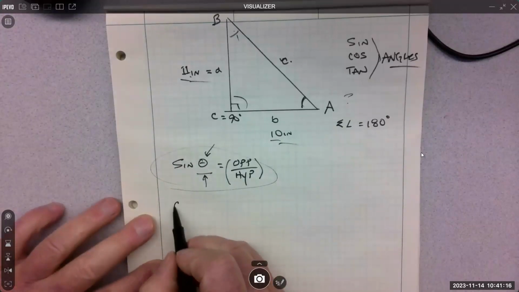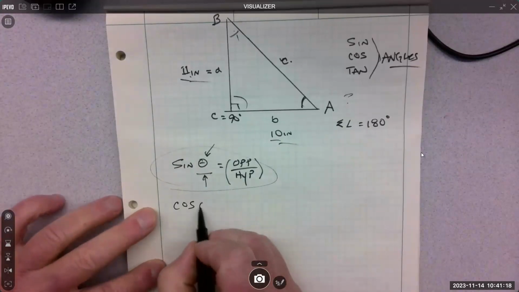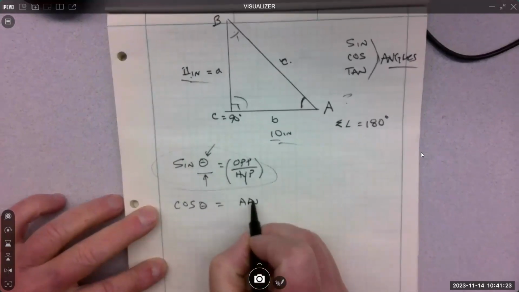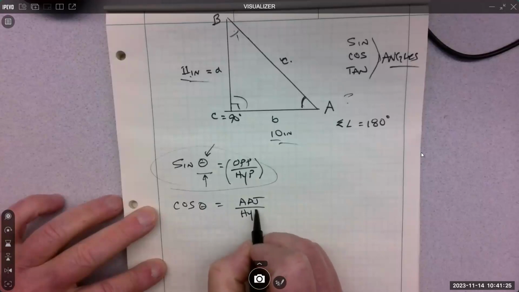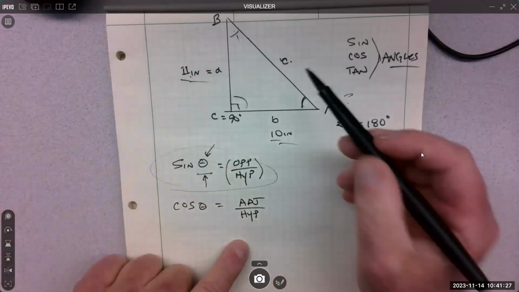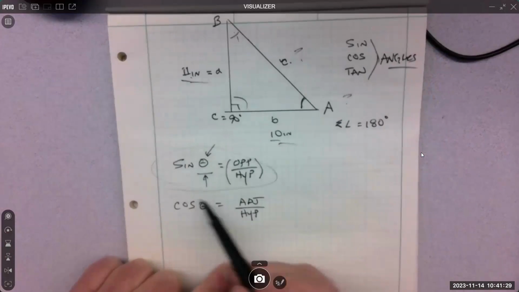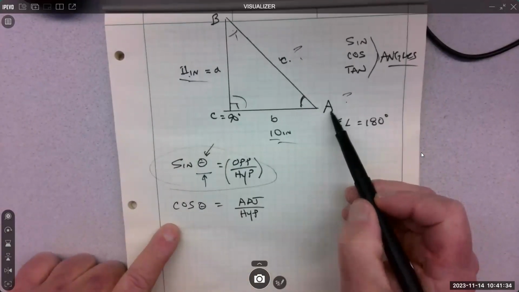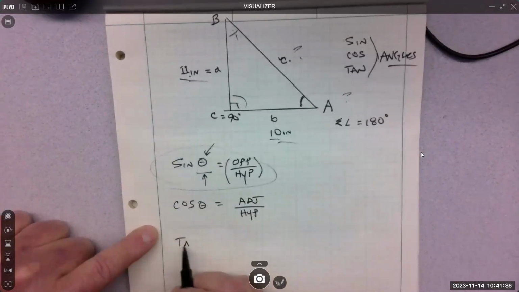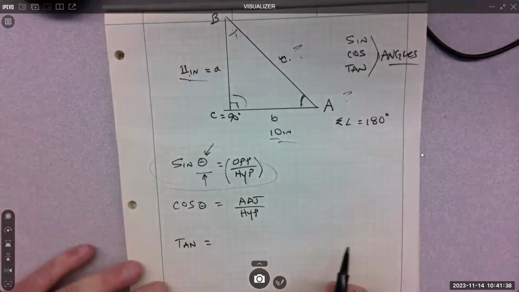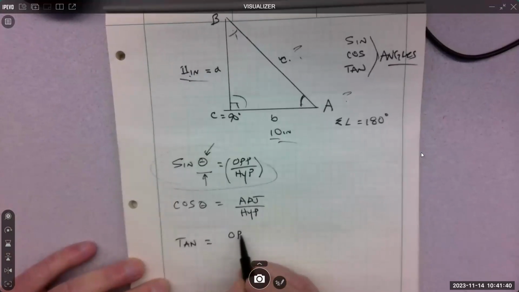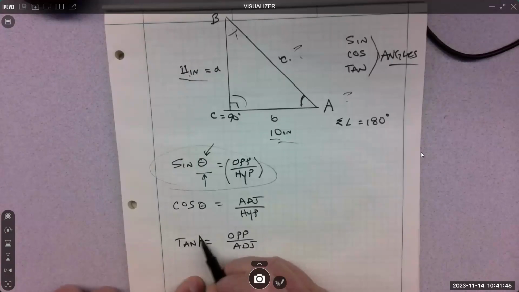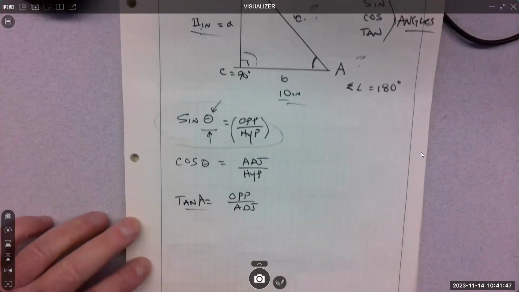Well, let's look at another one. Let's look at cosine. Anyone remember cosine? Adjacent over hypotenuse, same problem. We don't know C, so we can't use this to get A. Right? Well, there's one more, and it's called tangent. And what's that one? All right, so I'm going to actually write in tangent A.